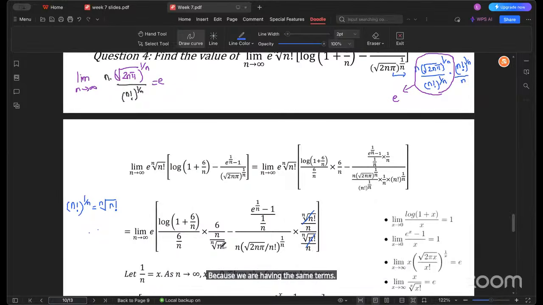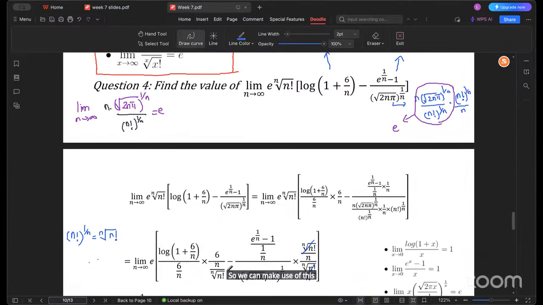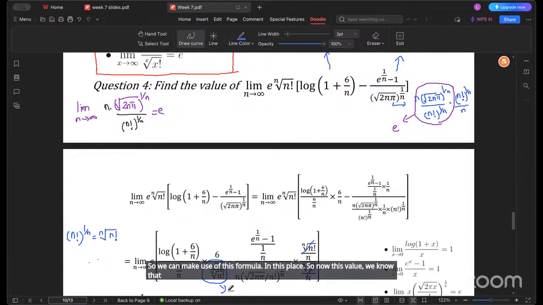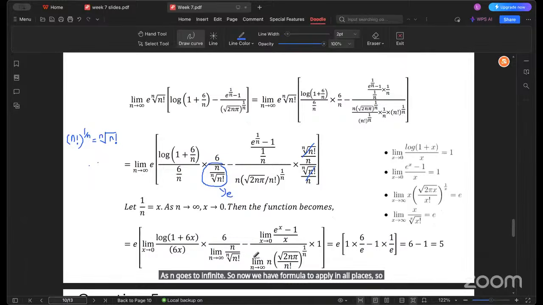Only now in this place we are having, so we can make use of this formula in this place. So now this value, we know that this goes to e as n goes to infinity. So now we have the formula to apply in all places. So just plug in those formulas.